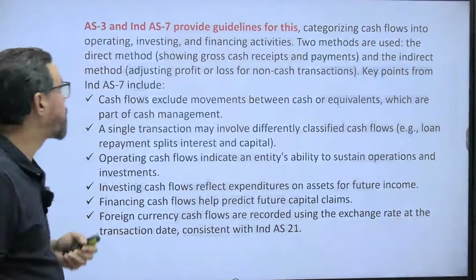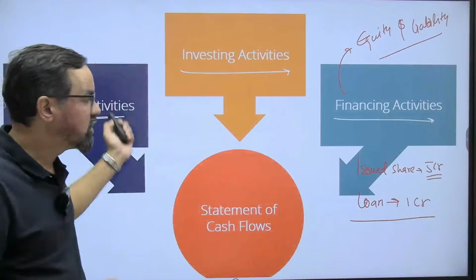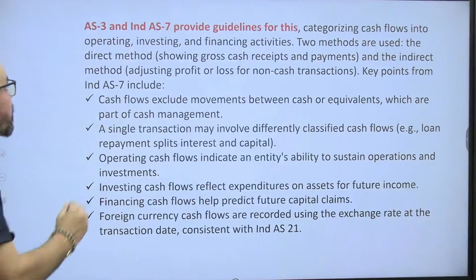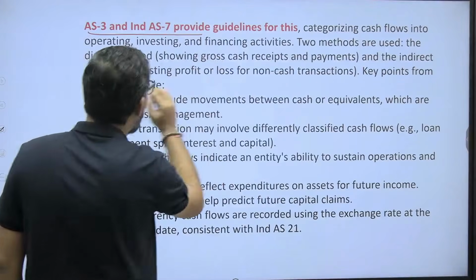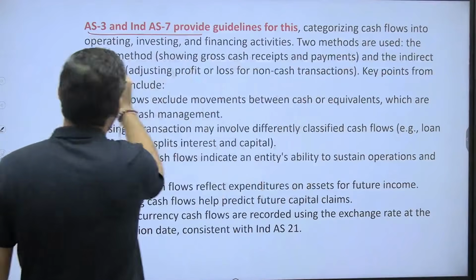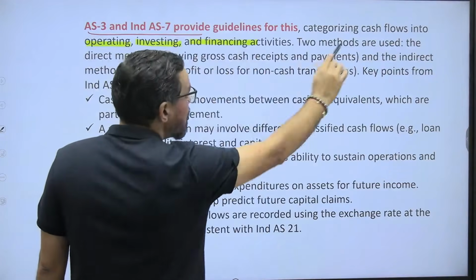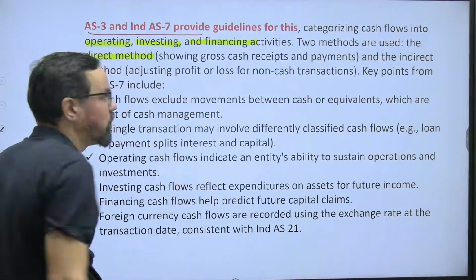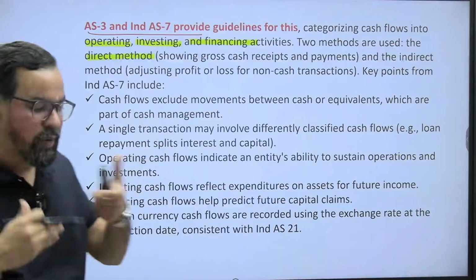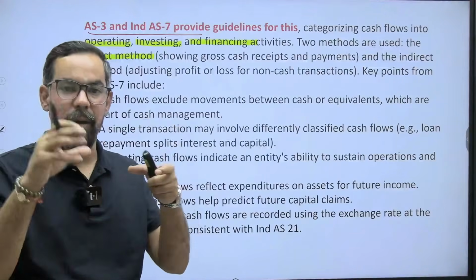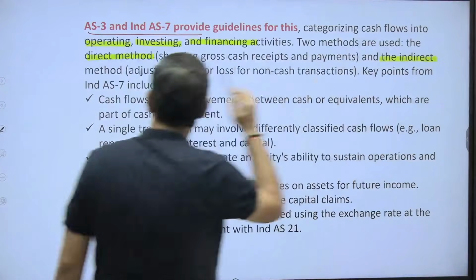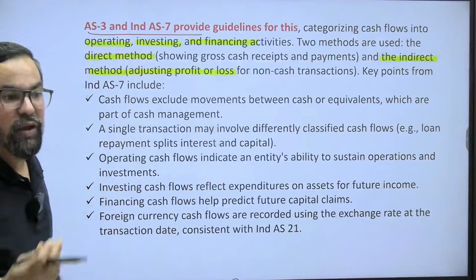Okay? So before coming to the categorization and all, there are some accounting standards requirements. Let's have a quick look. Accounting Standard 3 and Accounting Standard 7, which provide detailed guidelines for preparation of the cash flow statement, have categorized this. Two methods are used. One is the direct method, also known as the gross method, where while preparing the cash flow statement, we are doing the total of in and out. And the indirect method, also known as the net method, where we are doing the adjustment.